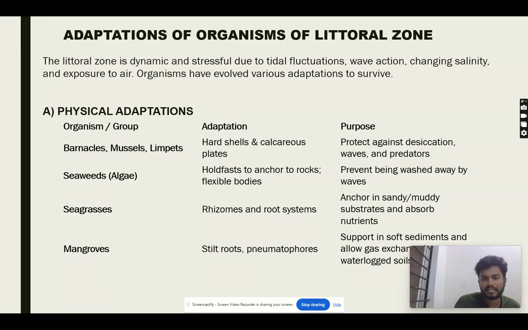Then come the seagrasses. Seagrasses have rhizomes and other root systems, which anchor in sandy or muddy substrate and absorb nutrients. Then come the mangroves. Mangroves have stilt roots and pneumatophores. Pneumatophores are specialized aerial roots found in mangroves. These adaptations help them breathe in waterlogged or oxygen-deficient soils. This is a major adaptation of the mangroves, the pneumatophores.